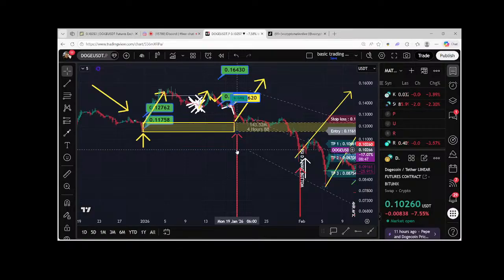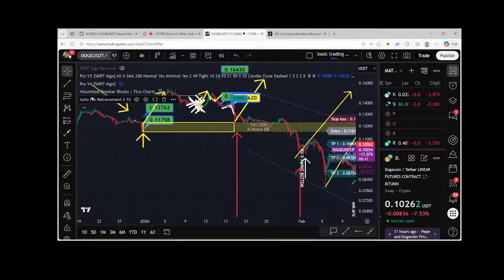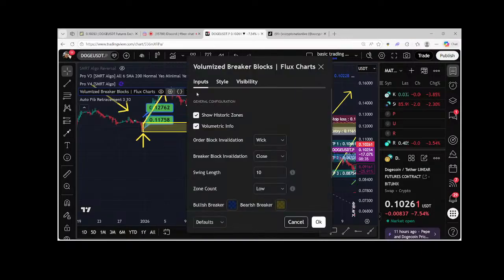So order blocks. So what's up, baby? All right, to get these order blocks, you can use this indicator here. It's called volumized breaker blocks by flux charts. So this is just a free order block indicator that you can use. Like I said, it just gives you something to look at. It's another strategy ideal.